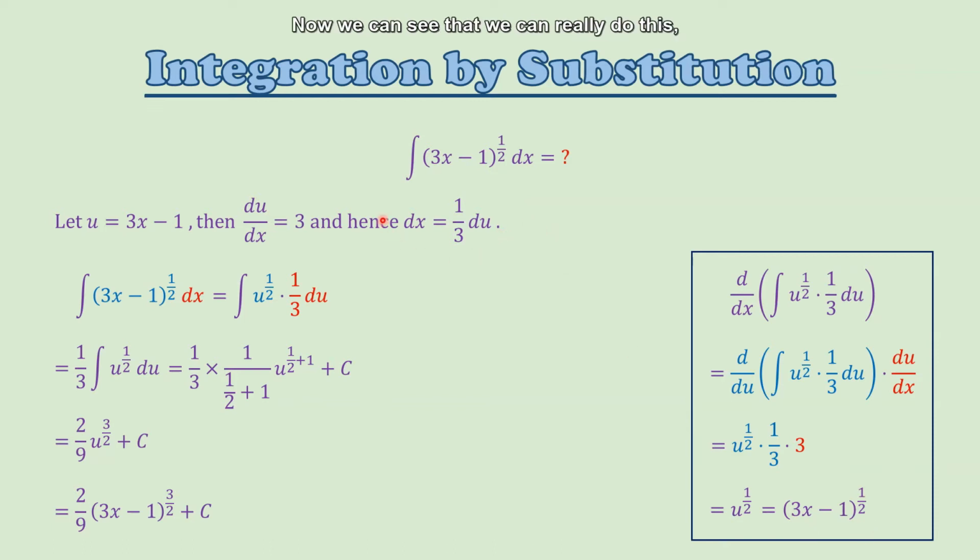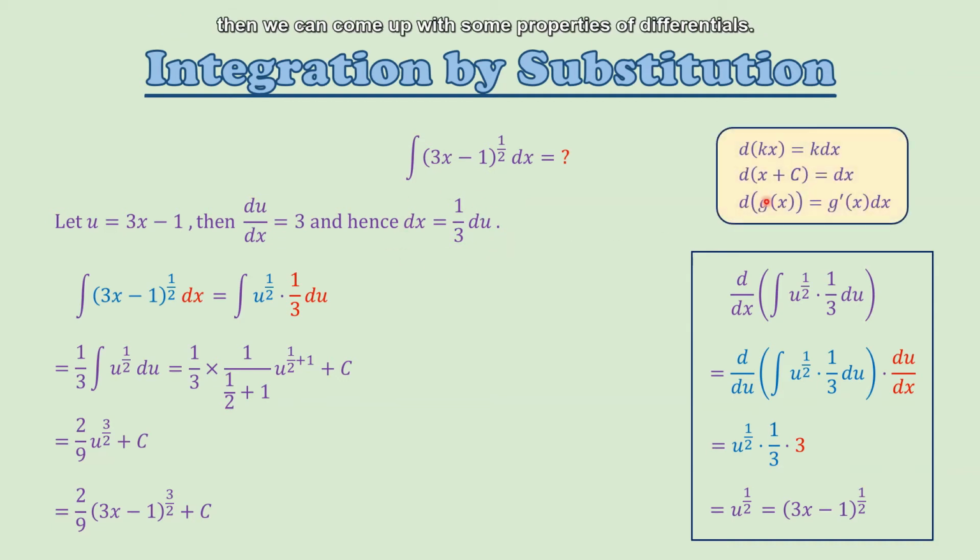Now we can see that we can really do this, and the reason behind it is that the chain rule is correct. In other words, when we are doing the integration by substitution by following this procedure, we are essentially reversing the chain rule. On the other hand, if we can do this kind of manipulation for differentials, then we can come up with some properties of differentials.